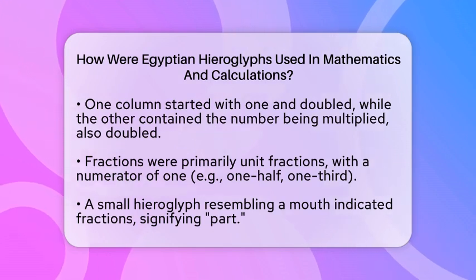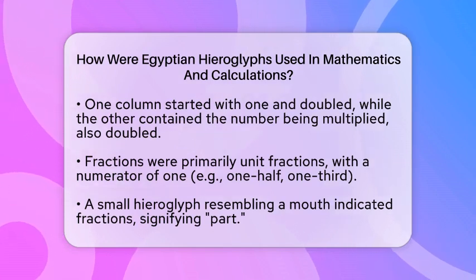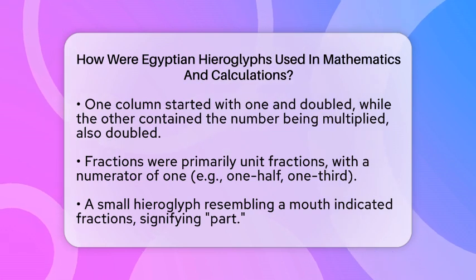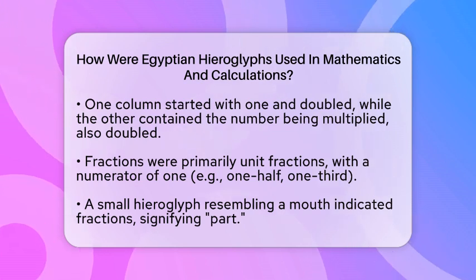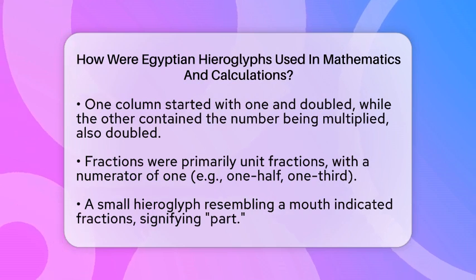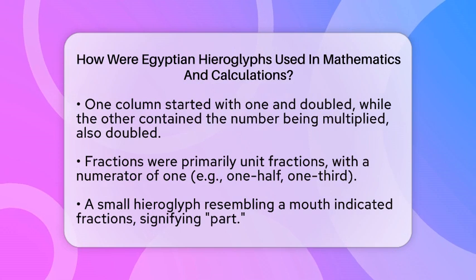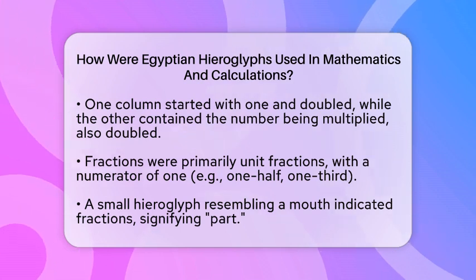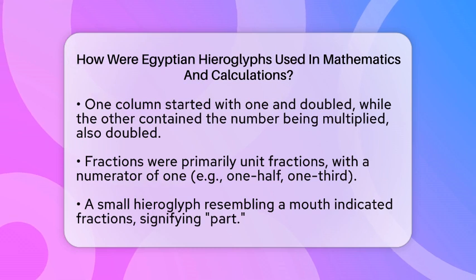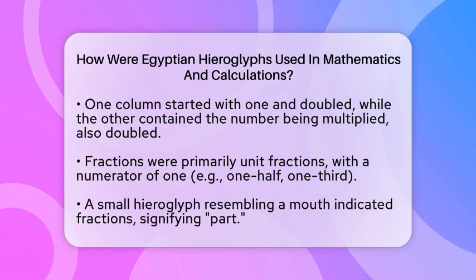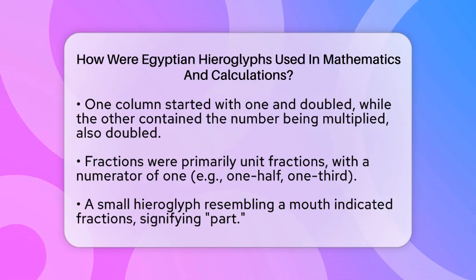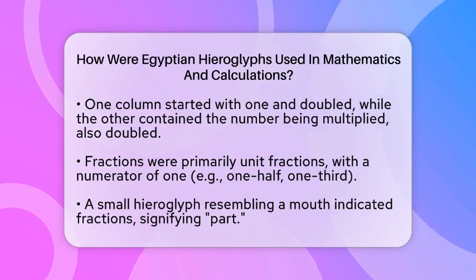When it came to fractions, the Egyptians had a unique approach. They primarily used unit fractions, which are fractions with a numerator of 1, like 1/2, 1/3, and 1/4. To indicate a fraction, they placed a small hieroglyph resembling a mouth above the number to signify part. Complex fractions were expressed as sums of unit fractions, making it easier for them to perform calculations, especially in measurements and division tasks. Hieroglyphs were also essential in practical applications involving geometry and measurement.